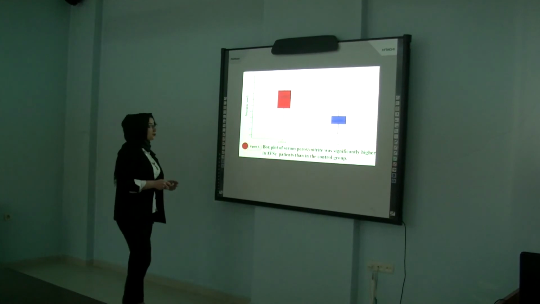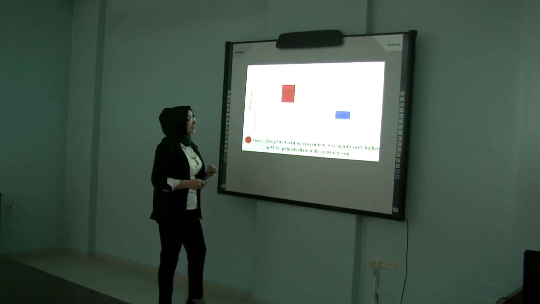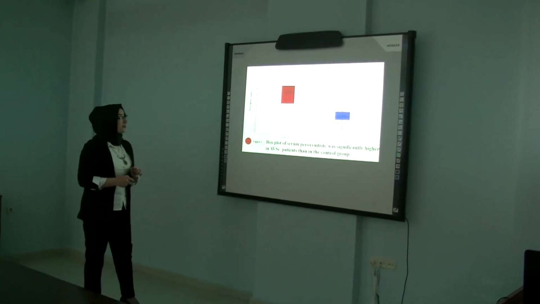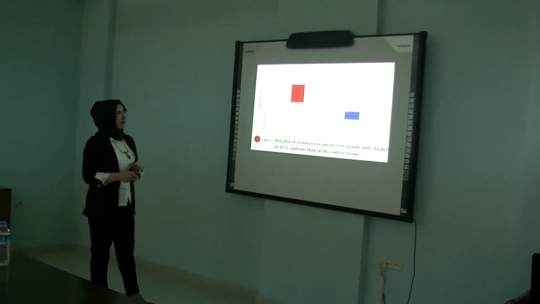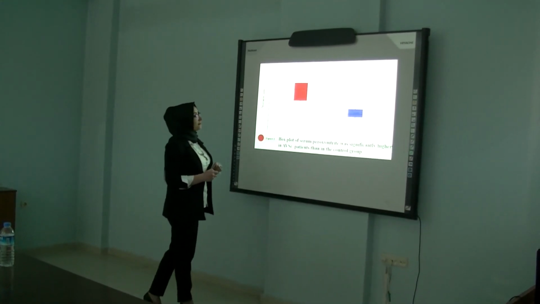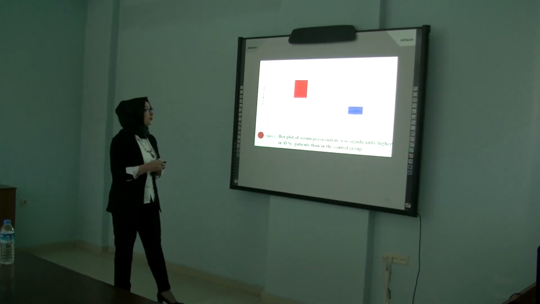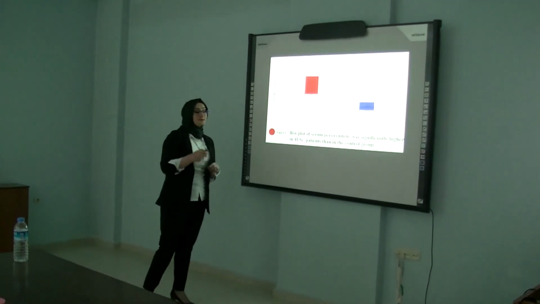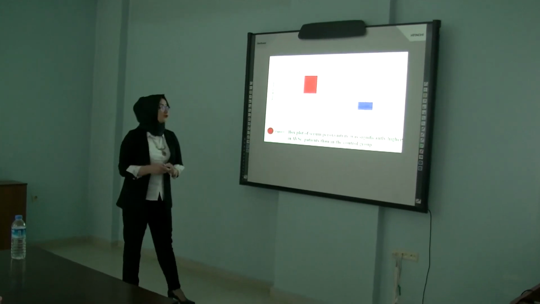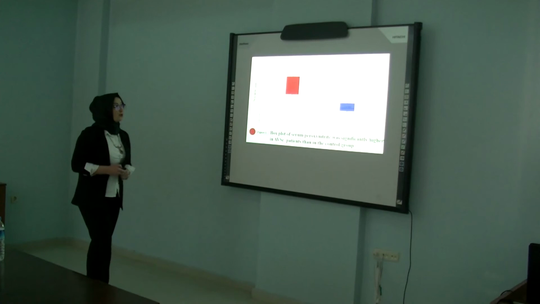For example, the box plot of serum peroxynitrate is significantly higher in the patient group compared to the control group. We can also see that the minimum levels of serum peroxynitrate in the patients were higher than the maximum level of the control. So it is really significantly higher in the patients as compared to the normal group.